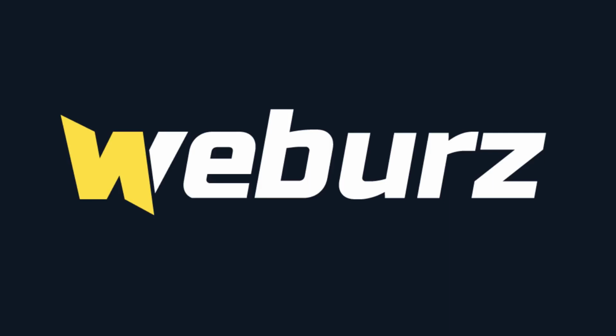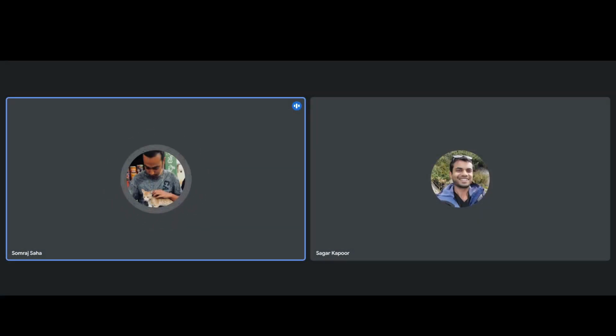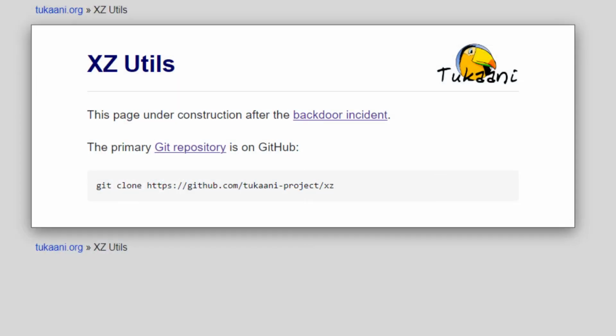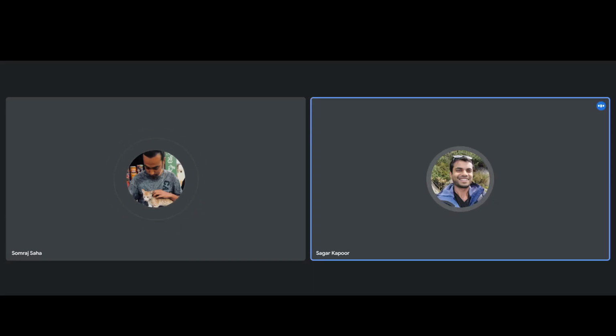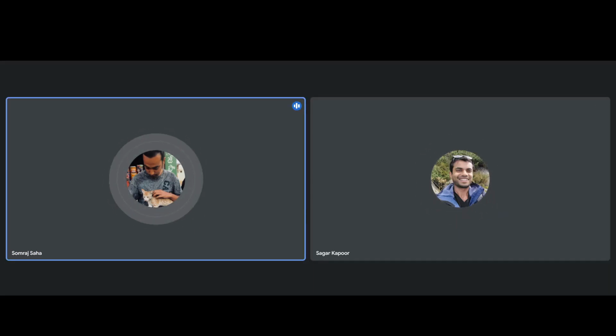Hello, I'm basically the CTO of Weburz and I write code. And today we are going to talk about the XZ Utils backdoor vulnerability that was introduced to the open source library. When did it happen? It happened a few weeks ago, right? Yeah, the news came out a few weeks ago. So we are basically going to talk about it.